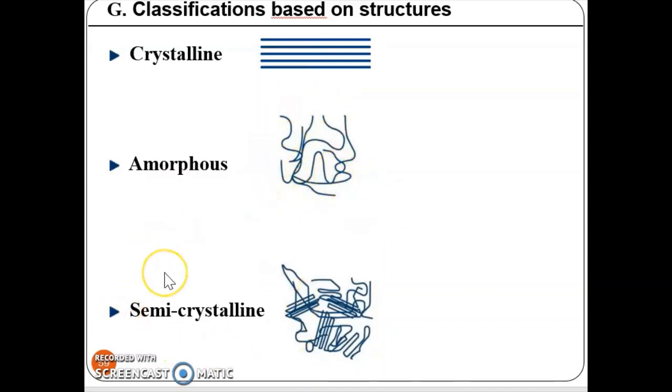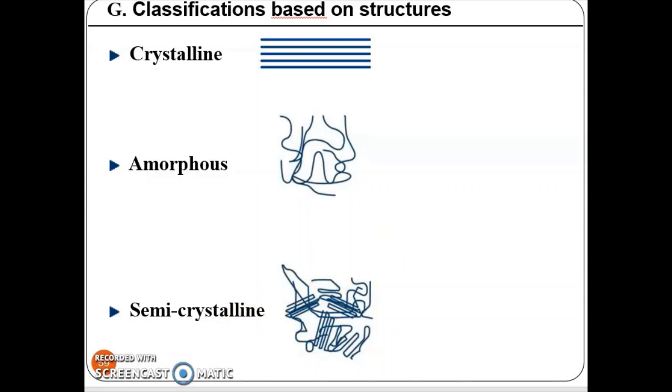The semi-crystalline is a mixture of crystalline and amorphous. So we have a certain percentage of crystalline organized chains in the whole polymer, and we have amorphous parts. And concerning the properties, as it's semi-crystalline, we have a mixture of the properties of the crystalline and of the amorphous polymer, and these properties are dependent on the percentage of the crystalline part and of the amorphous part.